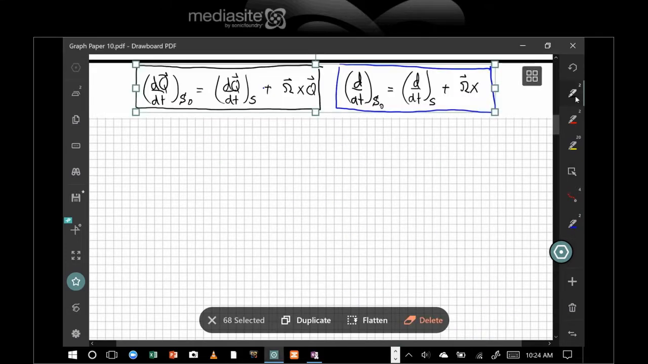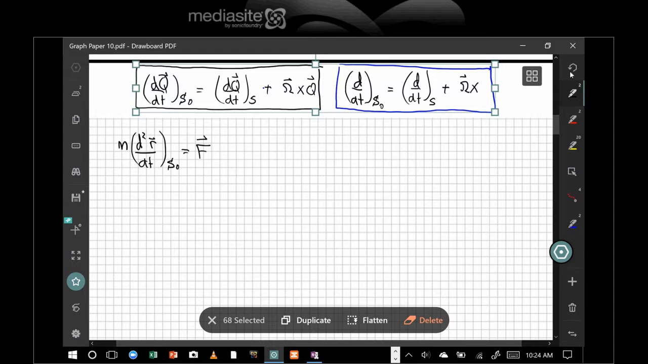Now, why do I want to do that? Well, remember the next thing I'm going to do: I want to say m r double dot in the S naught frame equals F, and I want to write that in the S frame. That's what I want to do. So let's do that next.